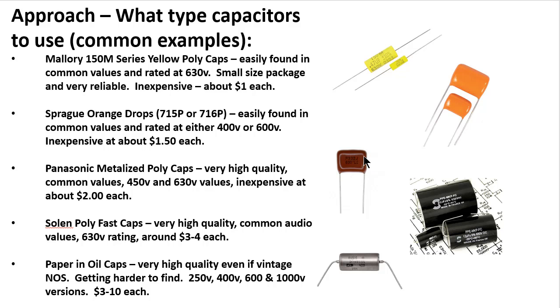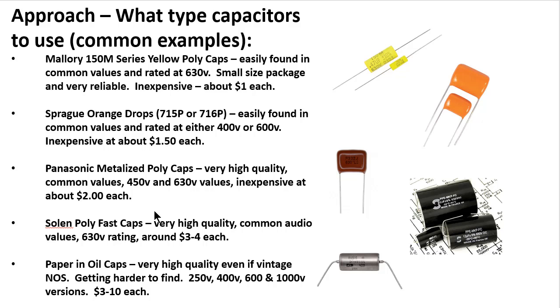They typically look like this. They're kind of brown in nature. They're very high quality. They have very common values. They come in either 450 or 630 volt values, and they're fairly inexpensive at about $2 a piece. I see a lot of audio techs using these, and I use a lot of them myself.